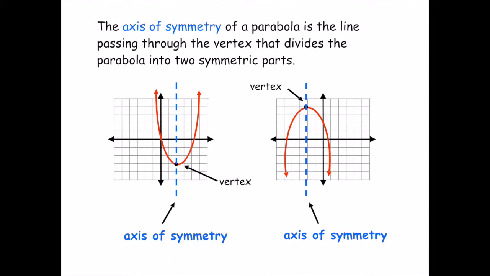So the big thing with the axis of symmetry, we'll get into that in just a moment, is we have to find the vertex first. From there, we can determine what our axis of symmetry is.